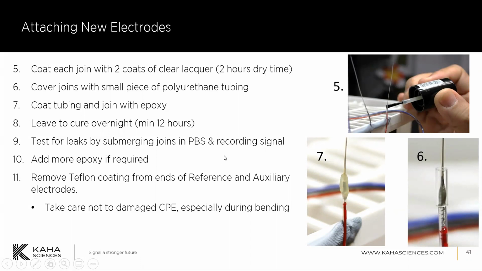We then test it for leaks by submerging the joins in PBS solution and recording the signal. A high signal will suggest there's a leak, or we haven't quite got the epoxy covering that entire join, and so another layer of epoxy will need to be added and again left to cure. So you can see it's a 2 to 3 day process. It's not difficult, but it does just take time because of the curing of the different epoxies. Then the last step is, of course, to remove the Teflon coating from the ends of the reference and auxiliary electrodes to prepare them for use. And if needed, bend the end of the carbon paste electrode very carefully so you don't displace the carbon paste, so that it will be appropriate for its placement in the tissue.